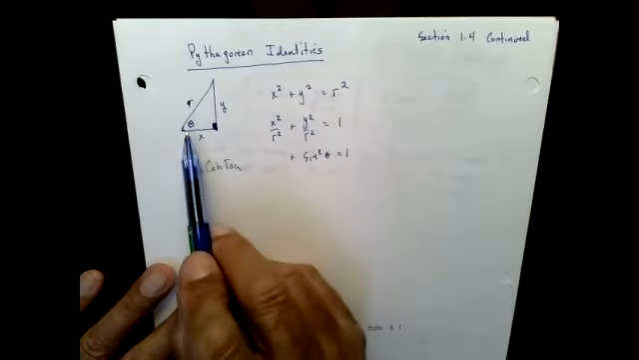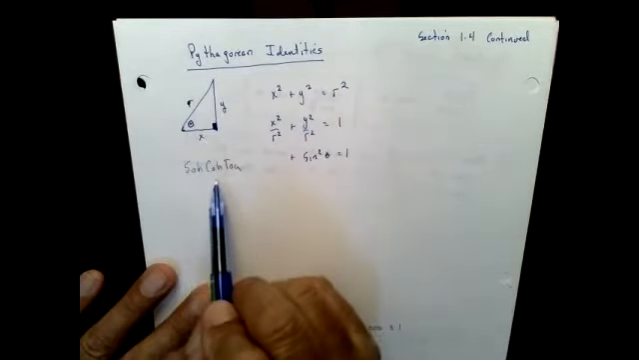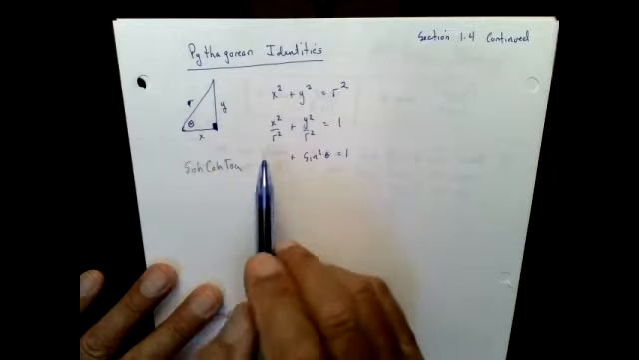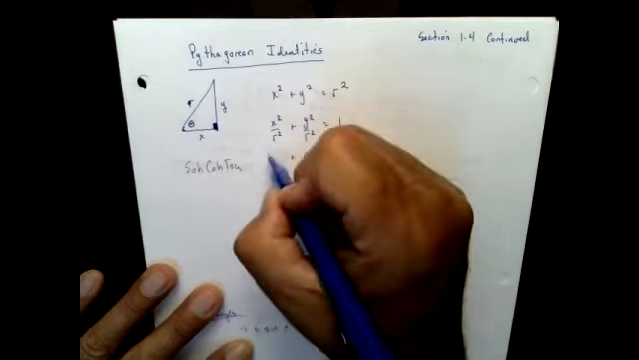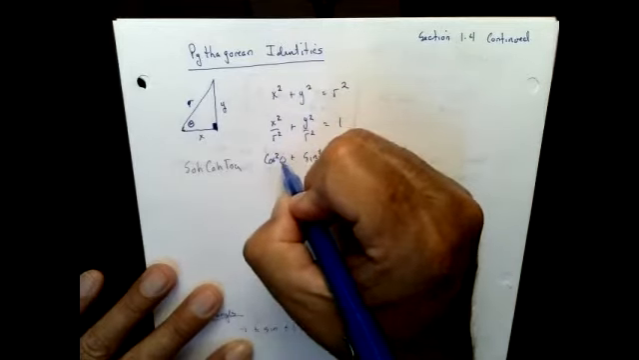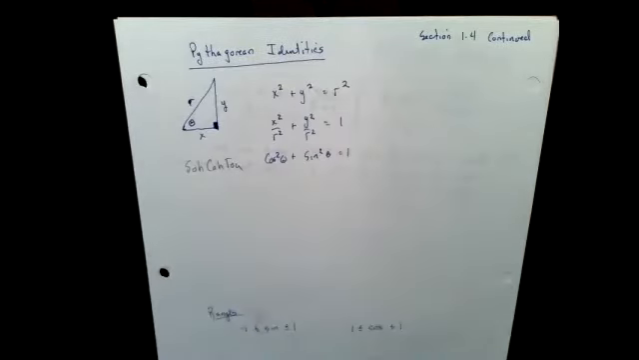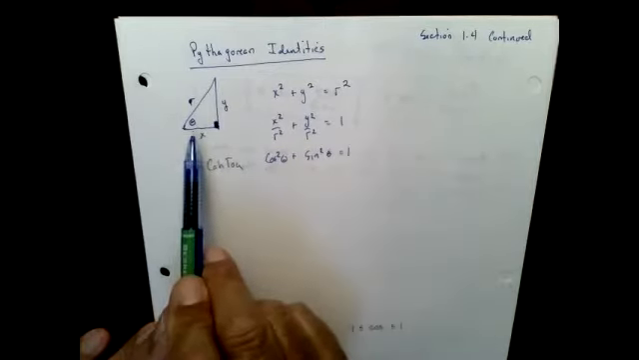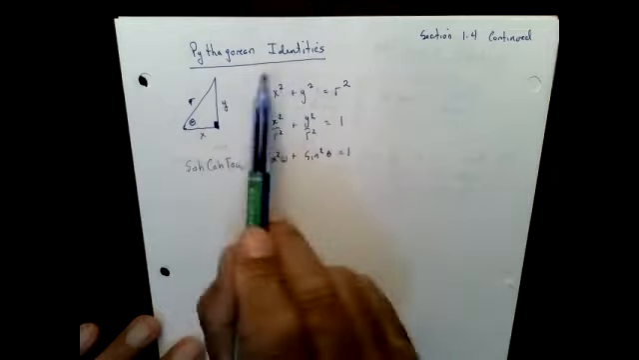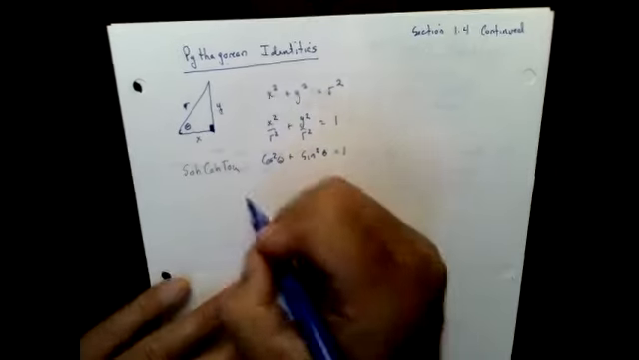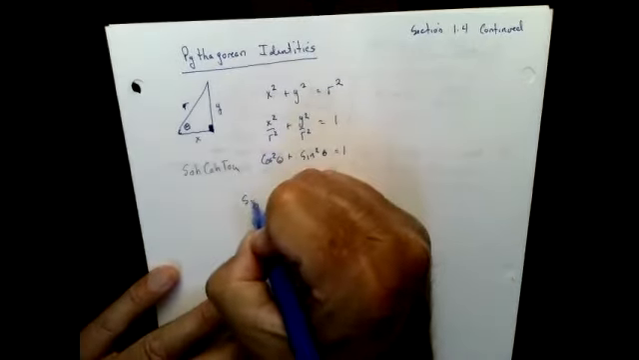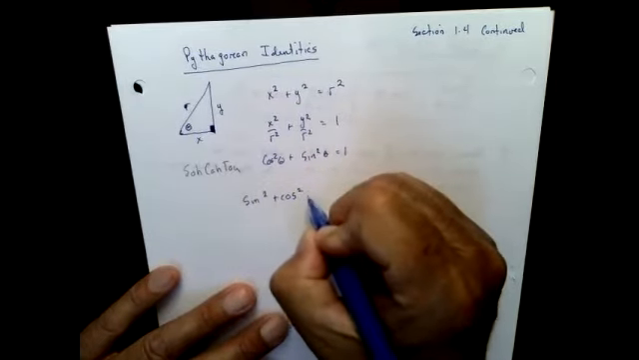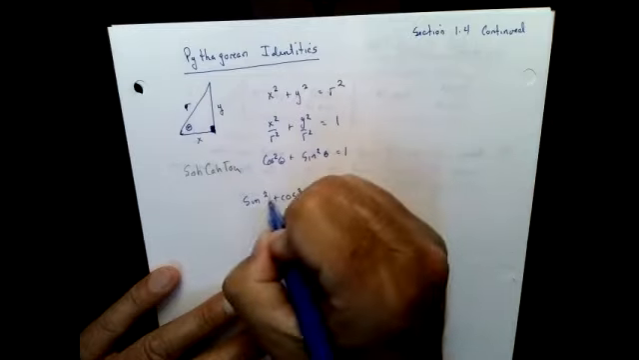And the x over r with my theta, that's the cosine. That's the adjacent over the hypotenuse. So this becomes cosine squared. And as a result of knowing this Pythagorean identity, calling this angle theta, I come up with my first Pythagorean identity with the trig function, and that's sine squared plus cosine squared of theta equals 1.